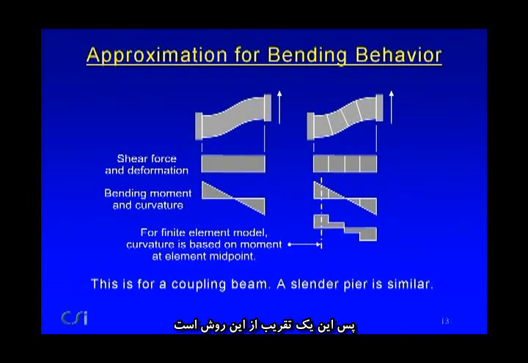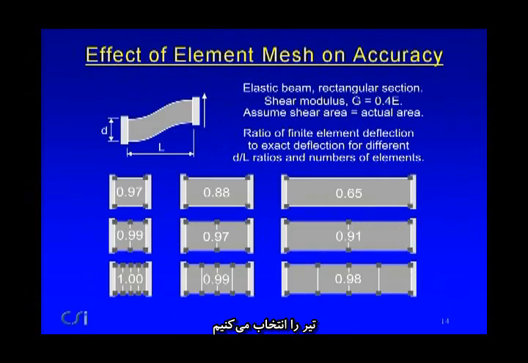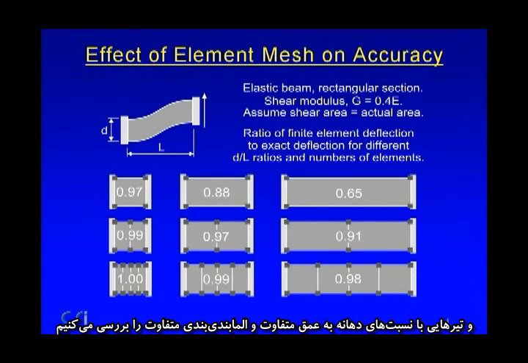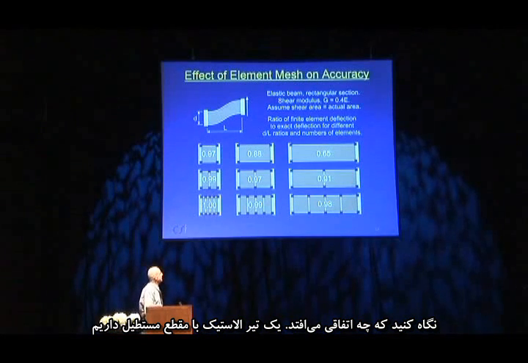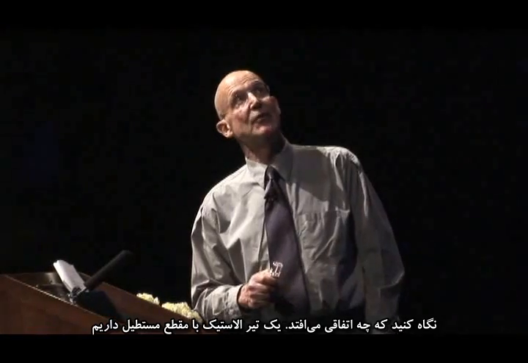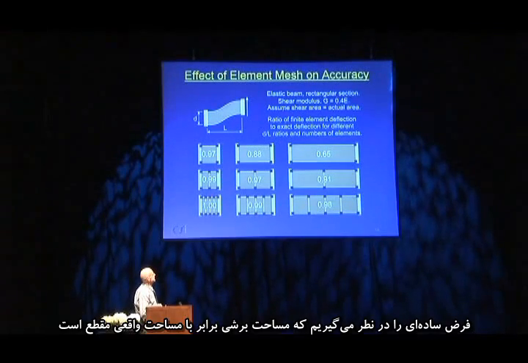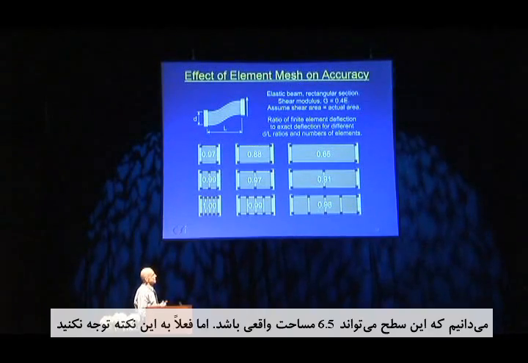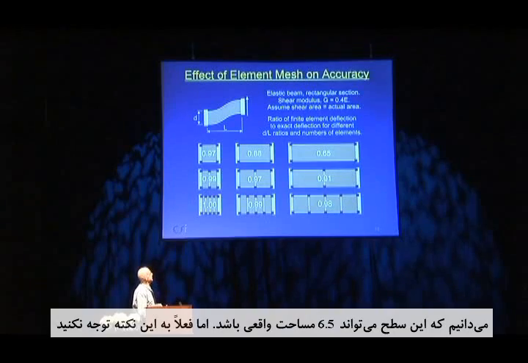The thing to look at next is what's the level of the approximation. Let's take a beam, and look at beams with different span to depth ratios and different meshes, and see what happens. Let's do an elastic beam with a rectangular section. The shear modulus is typically 0.4 times the Young's modulus. And to be simple, let's assume the shear area is equal to the actual area. Maybe it should be 5/6 of the actual area, but let's not quibble about minor issues like that.